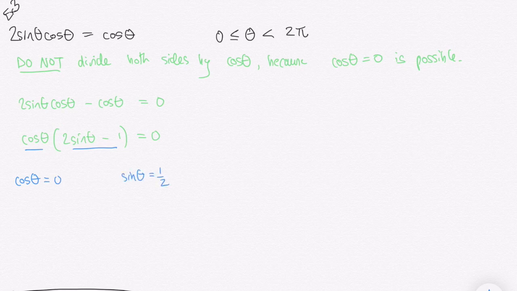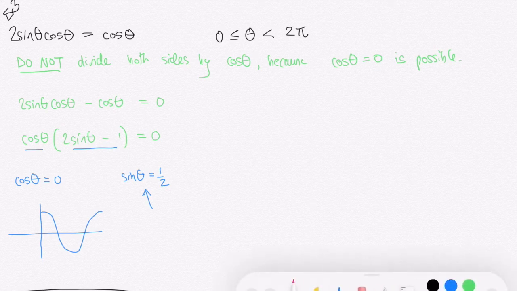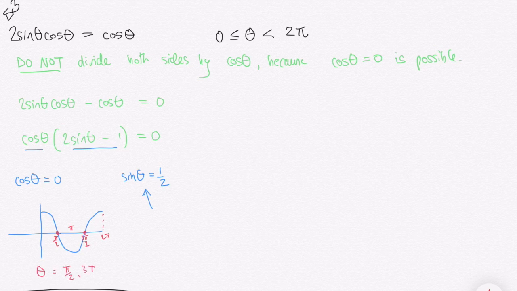And we see now why we weren't allowed to divide by cosine theta, because we would have lost this solution. If we divided by that, we would have just got this, and we wanted both of them. So we do need to solve both of these, and by just thinking about our cosine graph and where cosine is equal to 0, we can see that that is going to be here and here. And if we're thinking about giving these solutions in radians, this is 2 pi, this is pi, so this is halfway here, this is pi over 2, and this is 1.5 pi, so 3 pi over 2. So our first solutions to theta are pi over 2 and 3 pi over 2.